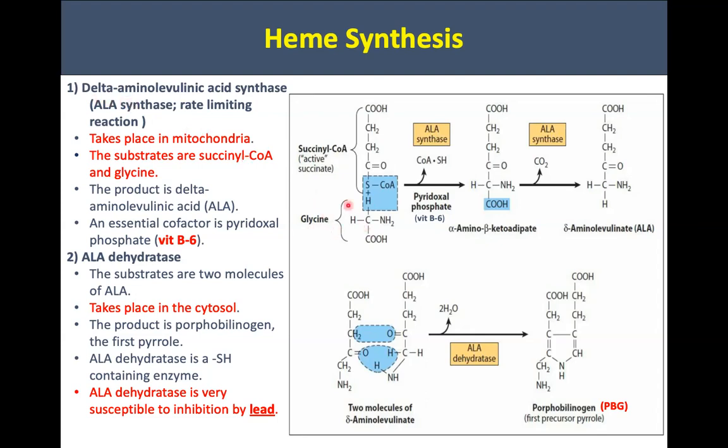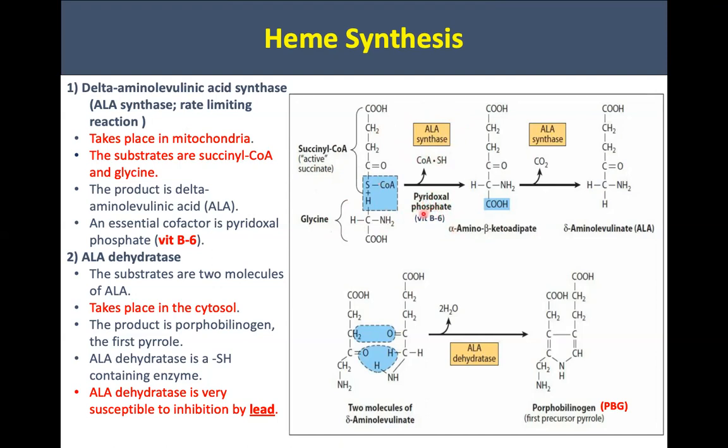We talked about how we have glycine, we have succinyl-CoA. They're going to combine together using the enzyme ALA synthase. ALA synthase is the very first enzyme, and it's also the rate-limiting enzyme. This is very important, very high yield. They're going to ask you what is the rate-limiting enzyme in heme synthesis. It's ALA synthase. And the other thing they really want you to know is that vitamin B6 is an essential cofactor for ALA synthase.